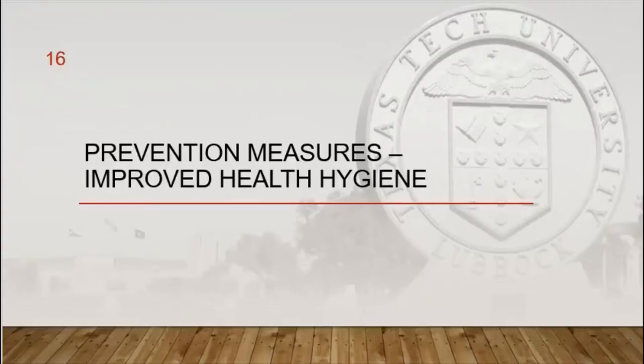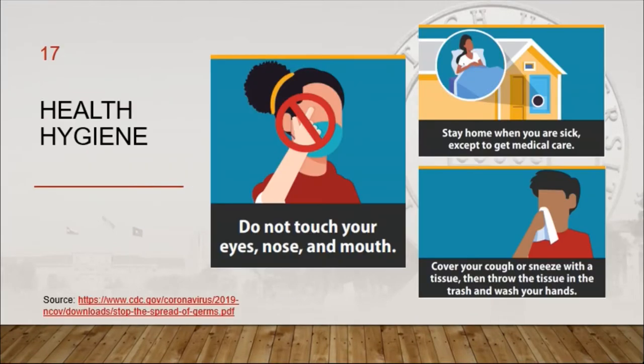The next set of prevention measures to be discussed include improved health hygiene practices. Health hygiene practices including not touching your eyes, nose, and mouth, your mucous membranes to prevent potential infection, staying home when you are sick except to get medical care, and covering your cough or sneeze with a tissue, then throwing the tissue in the trash and washing your hands.